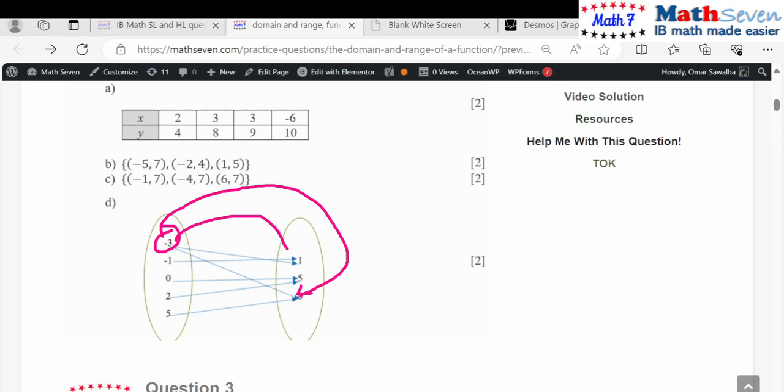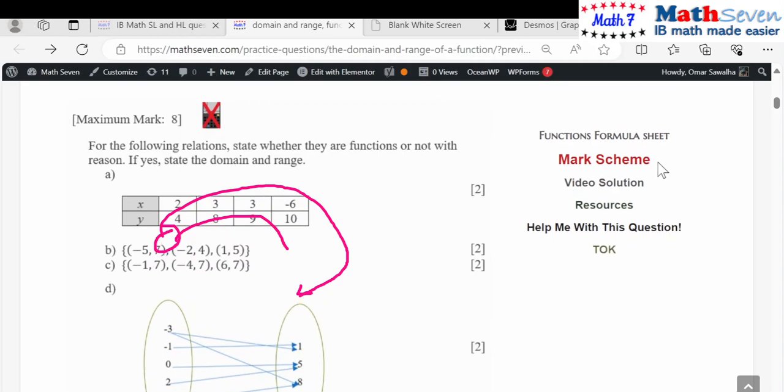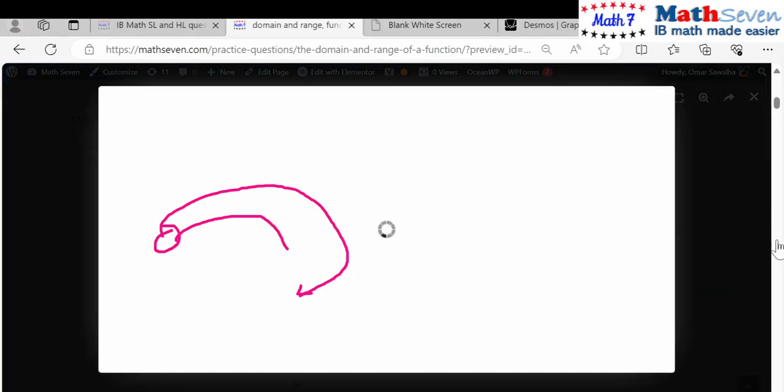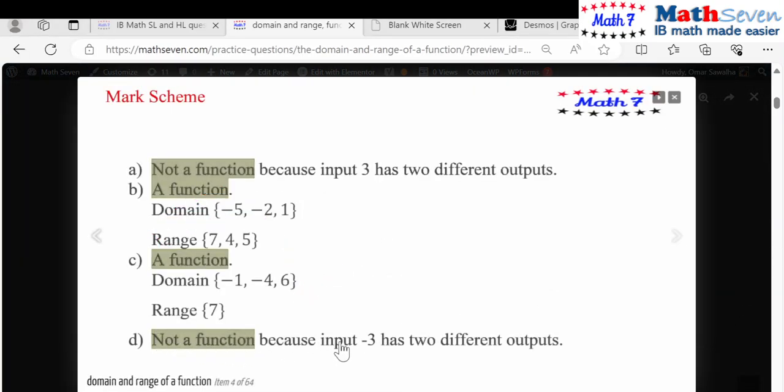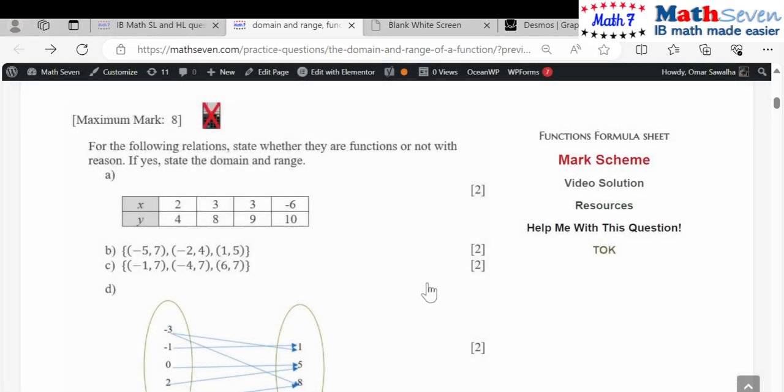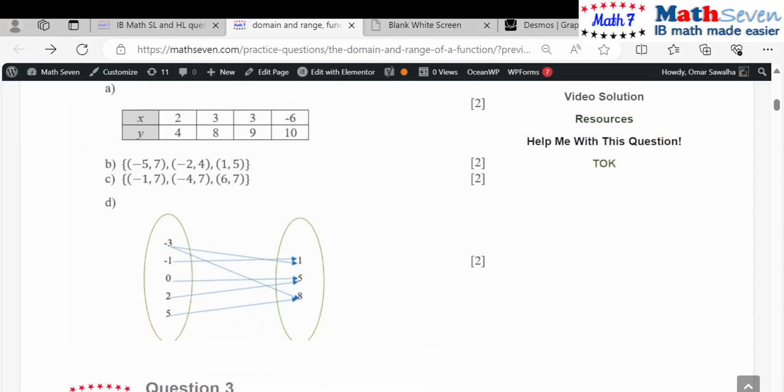Okay, let me know, طلاب, your understanding. Let me just see before we go to the mark scheme. Take a look at the mark scheme. Not a function because input -3 has 2 different outputs. See, every time you have a different output, that's not working. Okay, not a function. Let me know, طلاب, your understanding of this particular question. This is very important as well.